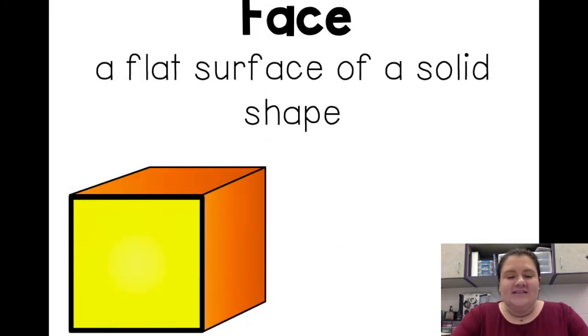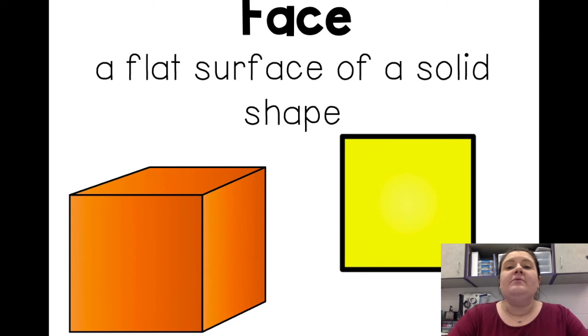So a face is a flat surface of a solid shape. So for example, the face of this cube is actually a square. So if I were to pull my cube apart, they would be different. It would be a square all the way around.